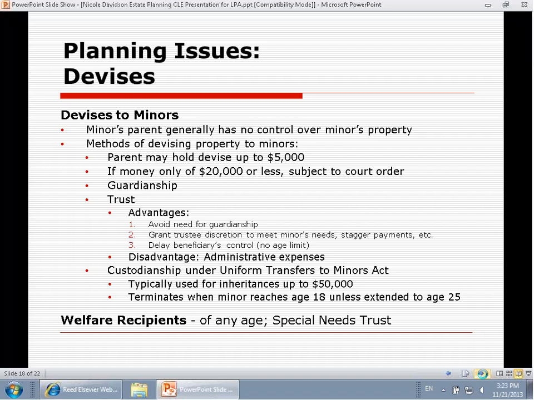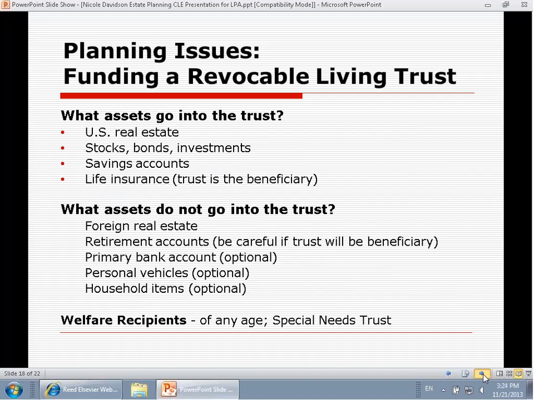and that might be especially relevant to adults who we know are not going to be able to make their own financial decisions or not make good decisions, or, as I have down below, welfare recipients, because we don't want them to lose the benefits that they're receiving from the state. It's important that they have a special needs trust in place.